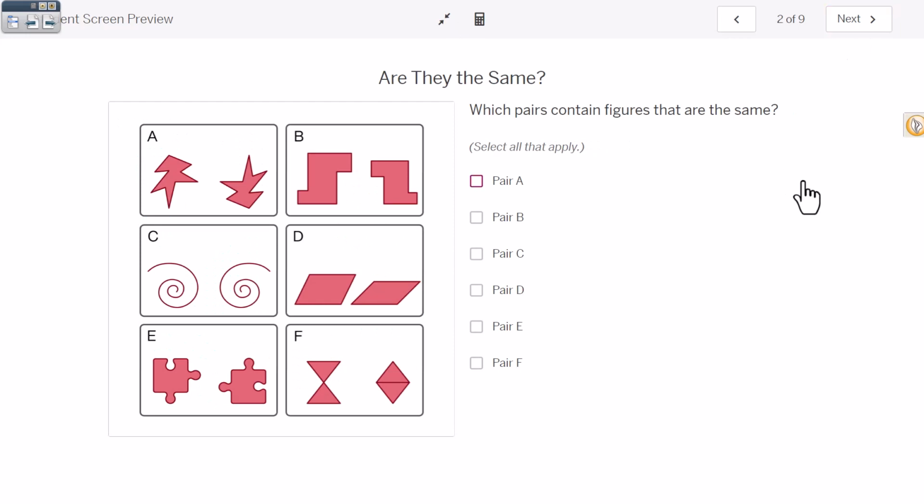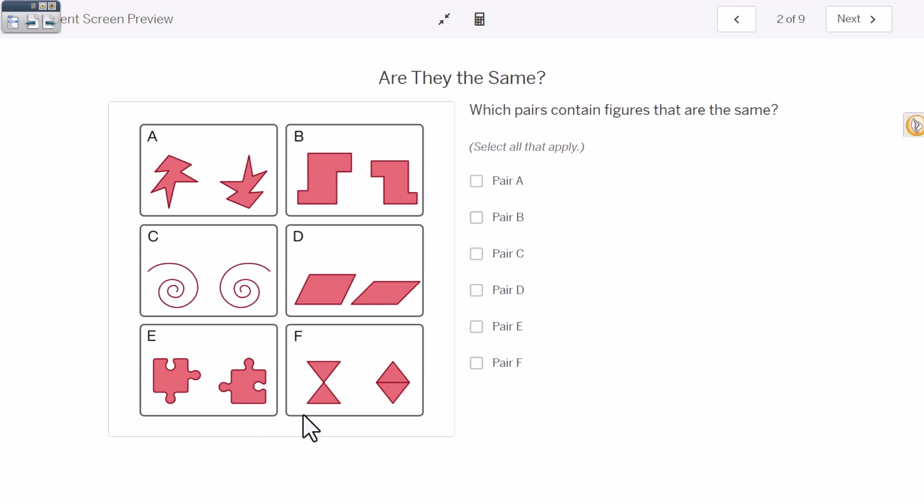What we didn't get to in that last screen is a better discussion of what same means. We got all those left hands figured out, but let's take a look at these figures and decide which pairs contain figures that are the same. And what does that really mean?